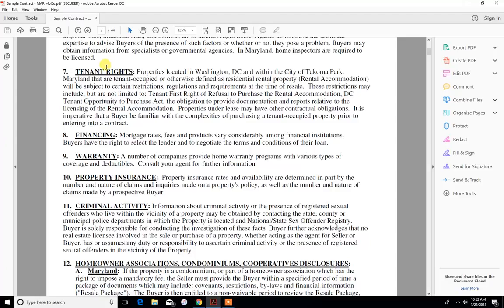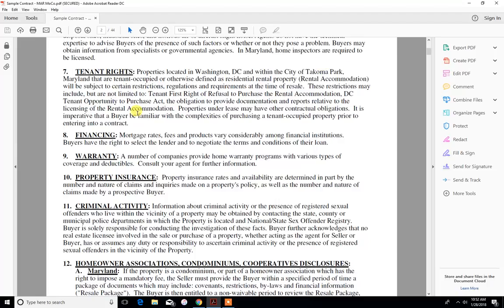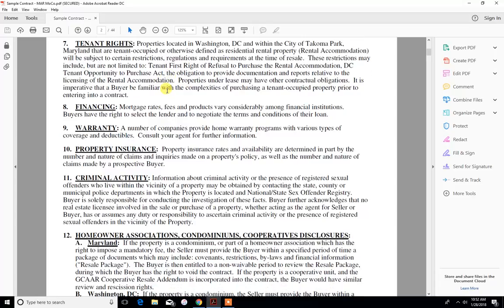Tenant rights, this is only valid in DC and Takoma Park, so since we're not writing on any of those, don't worry about it. Unless you're in Takoma Park, then you have to go through this. It has right of first refusal with tenants, but unless you're licensed in DC and unless you're doing this in Takoma Park, don't worry about that.